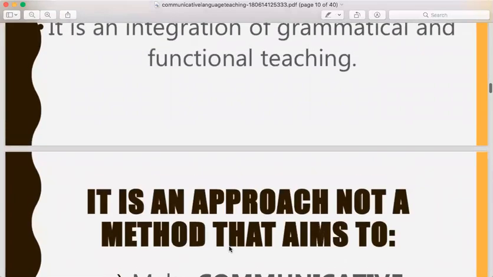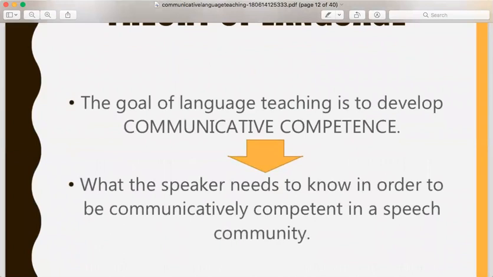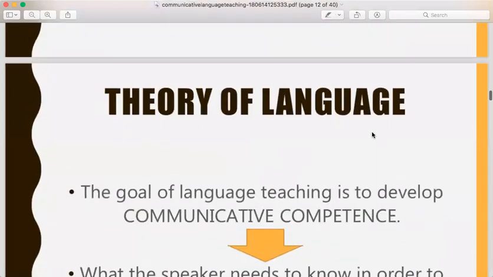You're doing this for your homework. It is an approach and not a method. Okay, just put it down. Before doing the theory, let me write down your question so that I do not forget by the end of this class. Why CLT is an approach and not a method? Okay, this is your question, and I may credit it. I'm not really sure, but I may credit that.